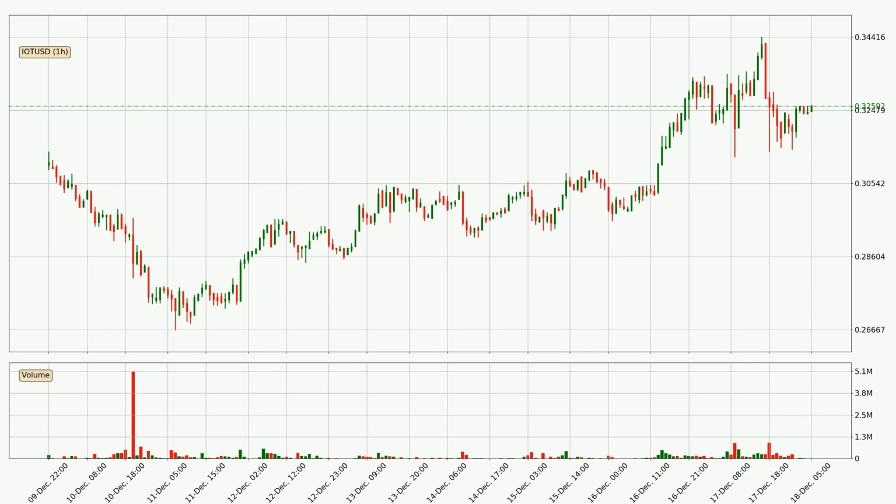Looking at the hourly time frame for IOTA, the price went up around 5.2%, but then came quickly down again in the last 24 hours, with a current price of 32.6 cents.